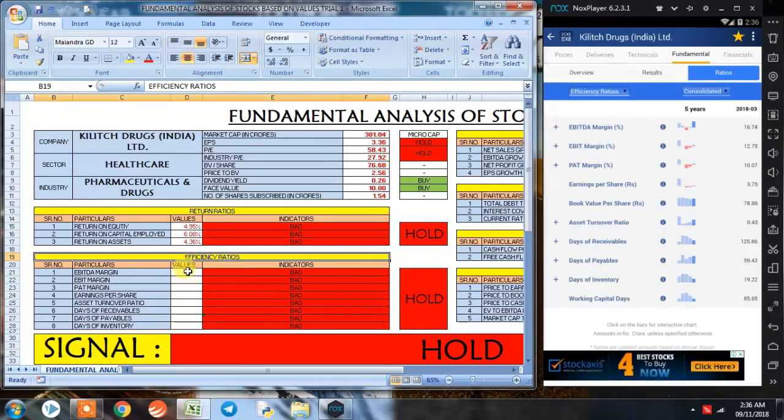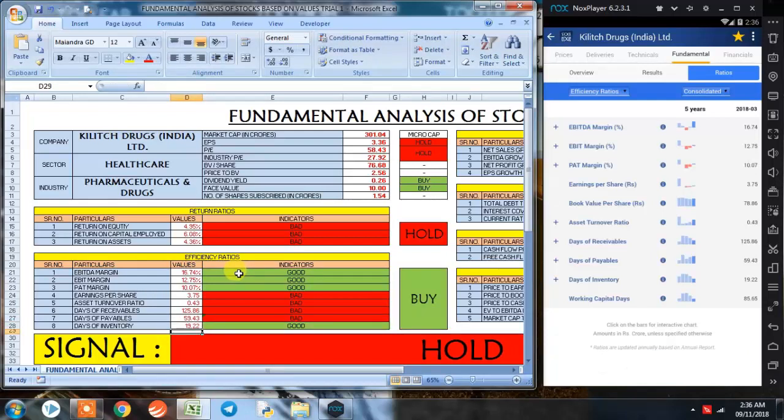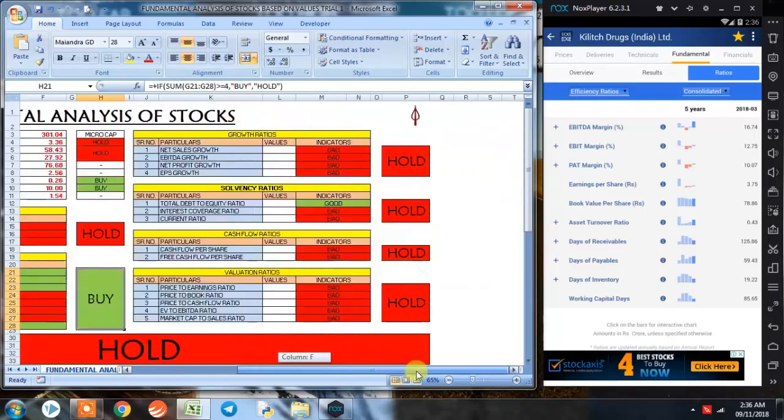Now coming on to efficiency ratio. The first is EBITDA margin, which is 16.74. EBIT margin is 12.75 and PAT margin is 10.07. Earning per share is 3.75. Asset turnover ratio is 0.43. Days of receivables is 125.86. Days of payables is 59.43 and days of inventory is 19.22. So here we could see that overall efficiency ratio has given us a signal to buy this stock at this point of time.